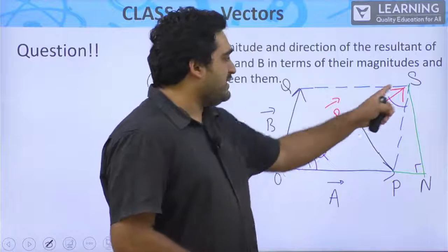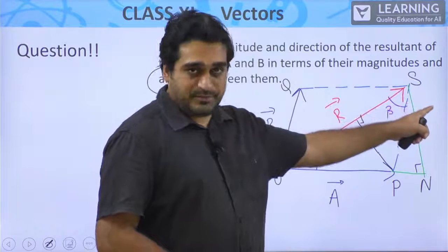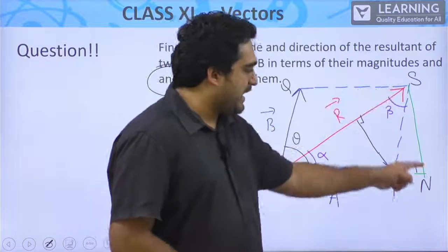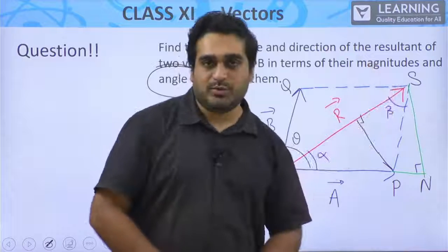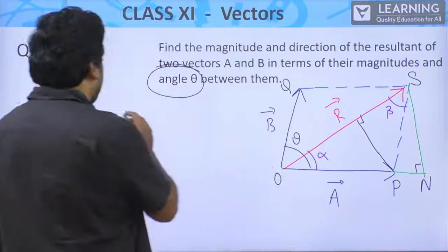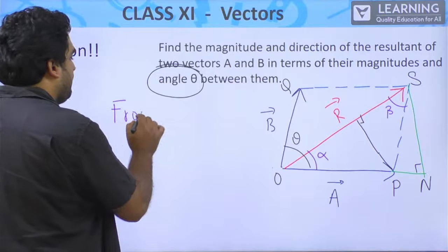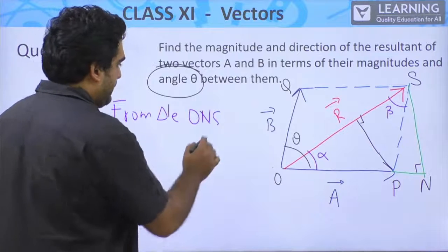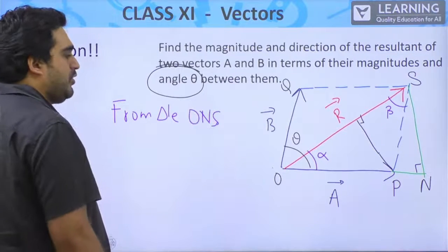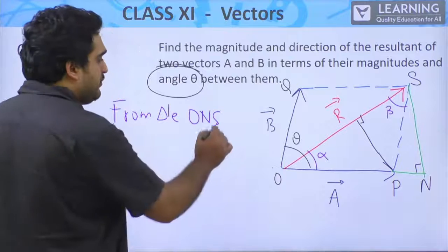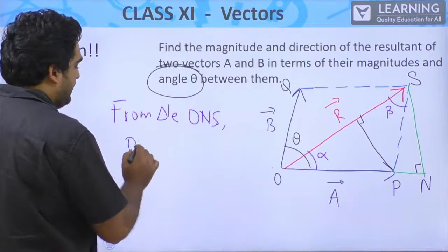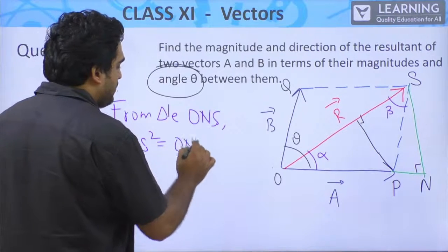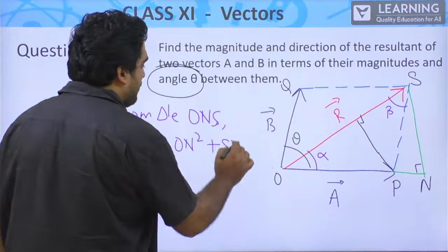Now, since we need to identify the length of OS, let's consider the triangle OSN or ONS, either one. From triangle ONS, use the Pythagoras theorem and you find that OS square is equal to ON square plus SN square.